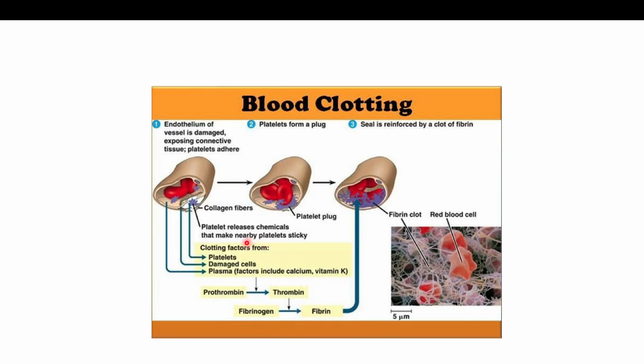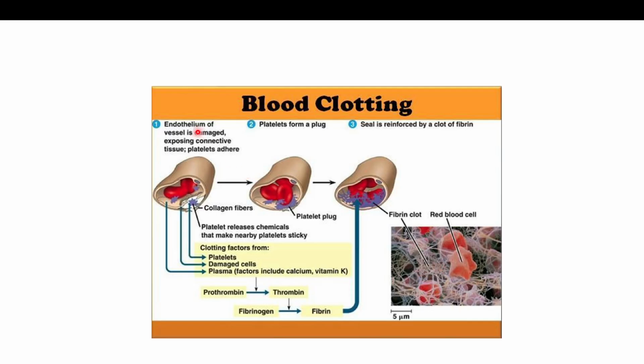And eventually, when these different factors act on the different kinds of clotting factors in the blood clotting cascade, fibrin is formed, which eventually forms a fibrin clot here. So you can see this is how a blood clot looks like. This is the actual image of a blood clot, where these are the red blood cells and these are the mesh of the fibrin clot formed upon clotting.